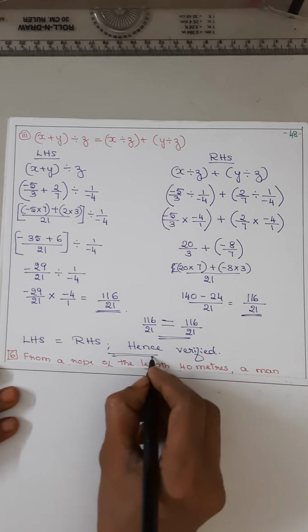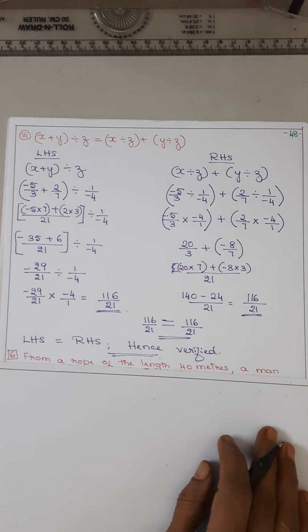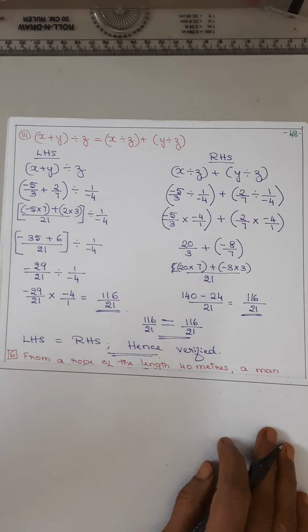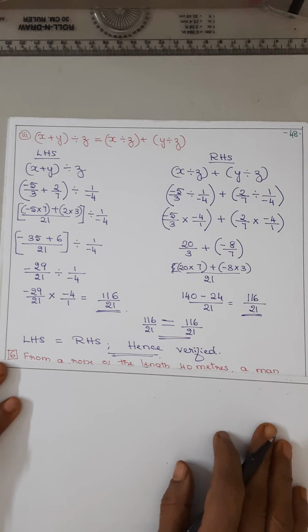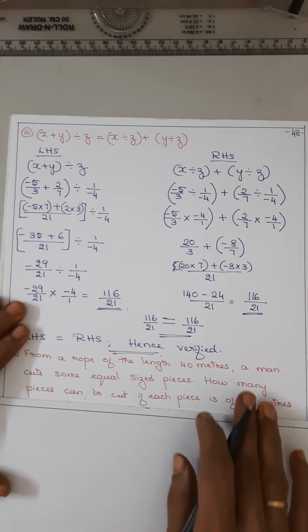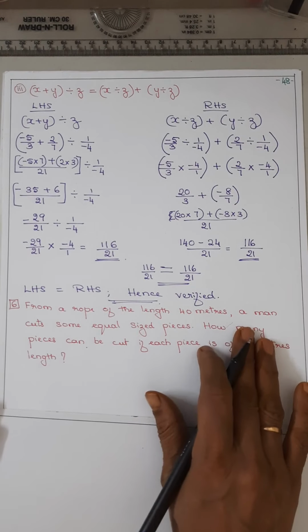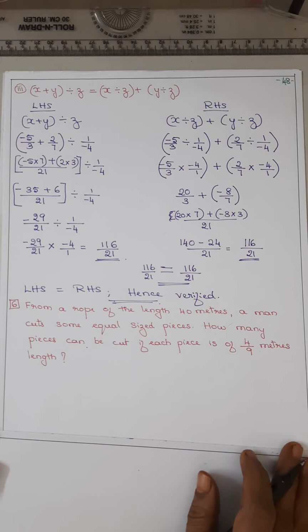Isn't it? Hope all students understood all the three sums. One is addition, second is subtraction, that is a distributive property. But here division is afterwards. First addition, then division. Here the answer will be the same. Now the last sum, the word problem.